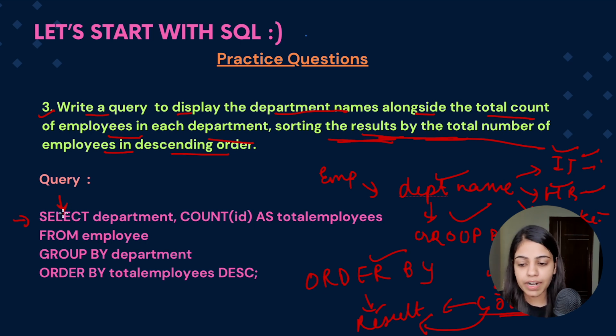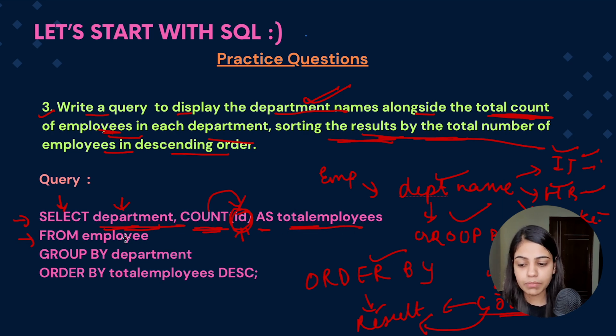So very first we will provide the select command to make a query, and then we will provide the column name on the basis of which we want to group our data. So basically it's department names, and then we'll provide the aggregate function and the column on which we want to perform it. Here we want to find the total count of employees, so we'll use the count aggregate function, and then we'll provide a column name on which it will count all the employees in each department, and then we'll give an alias for this as total employees.